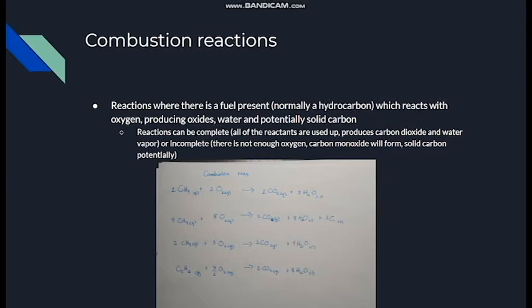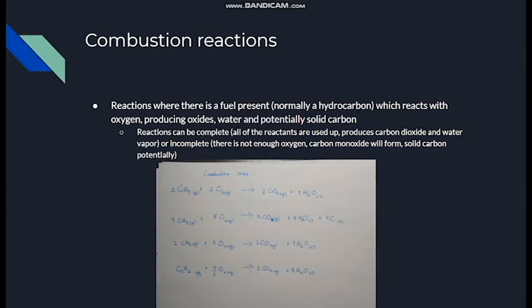Taking a look at some of the examples we have here, again, a hydrocarbon, if you don't already know, is a compound which has carbon and hydrogen. Carbon and hydrogen, that's it. This one right here, CH4, is more commonly known as methane. So when methane reacts with oxygen, and when there's enough oxygen to fully combust, we get carbon dioxide and water.